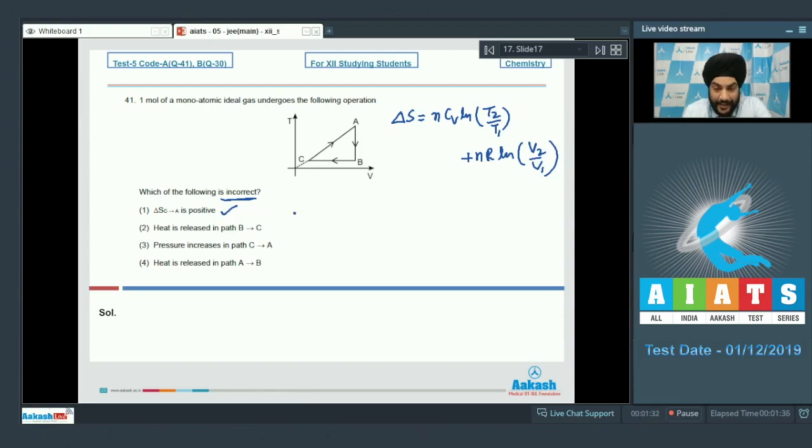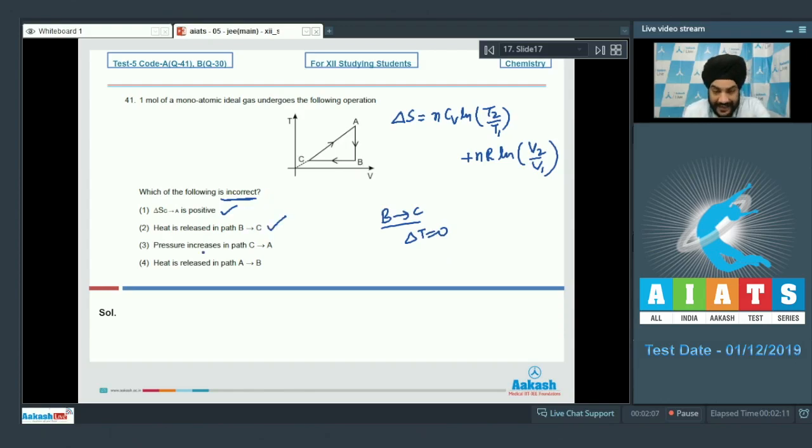If we talk about statement 2 now, heat is released in path B to C. In B to C we have isothermal conditions, so delta T is equal to 0. And we can clearly see that the volume of the gas decreases from B to C. It must mean that work has been done on the gas. Work has been done on the gas and the temperature is not changing, so it must mean that the gas releases heat. So statement 2 is also correct, students.